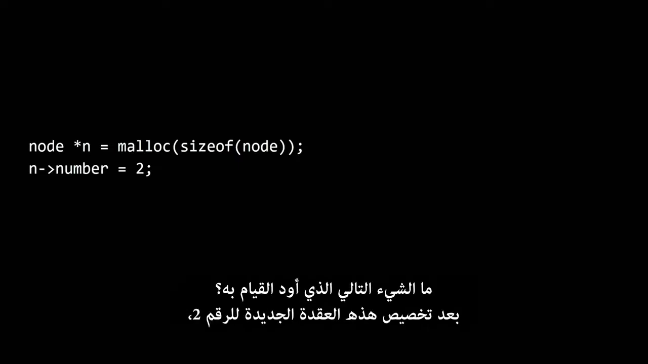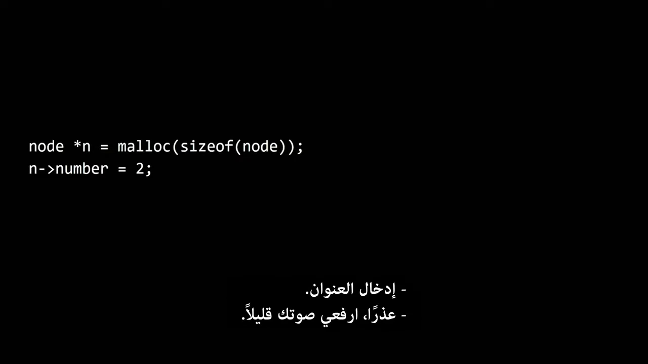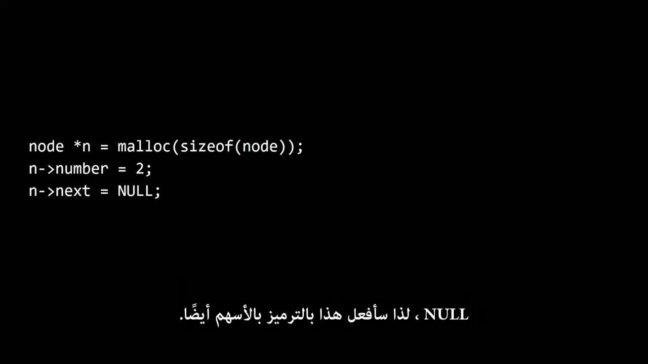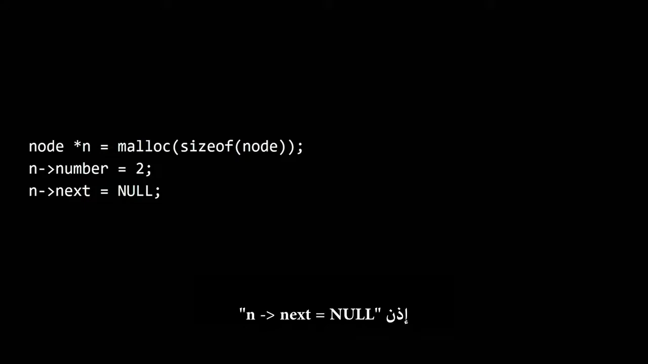What's the next thing I want to do? After allocating this new node for the number 2, what do I want to put as well in that node? Oh, sorry, a little louder? The address of the next node, but there is no next node yet. So what value could I use as a placeholder? Null. And so indeed, I'm going to do this arrow notation as well. You never need to do the star and then the dots and the parentheses. Everyone just writes the code like this in the real world. So n arrow next gets null.